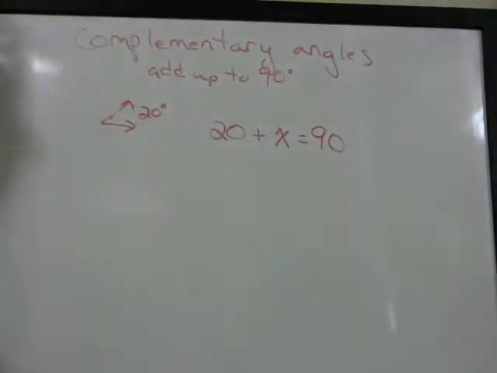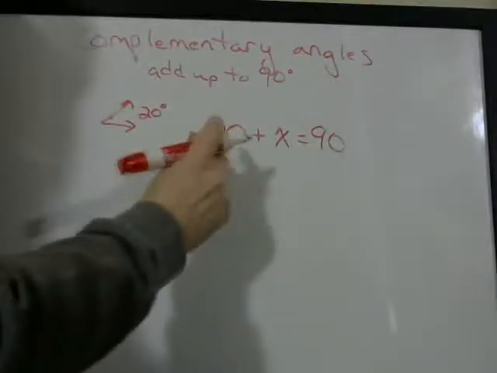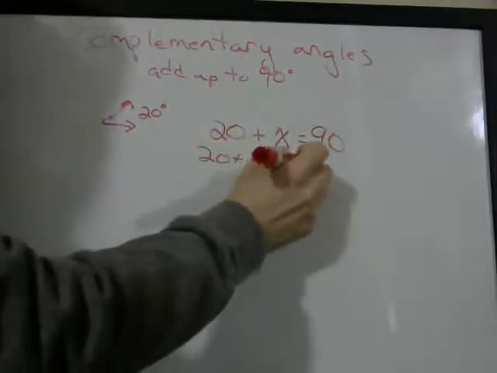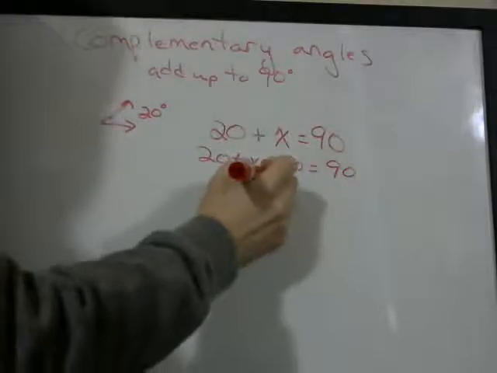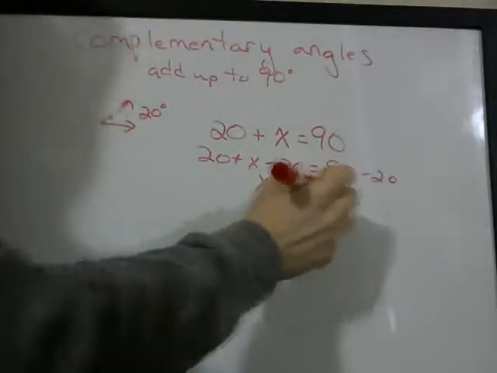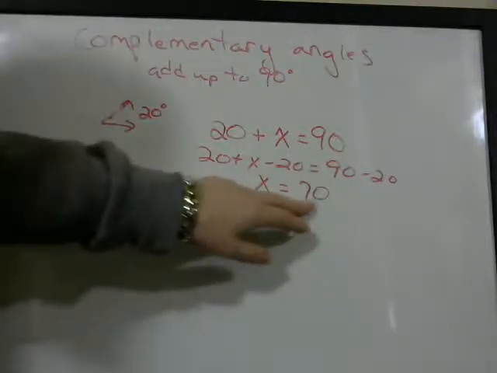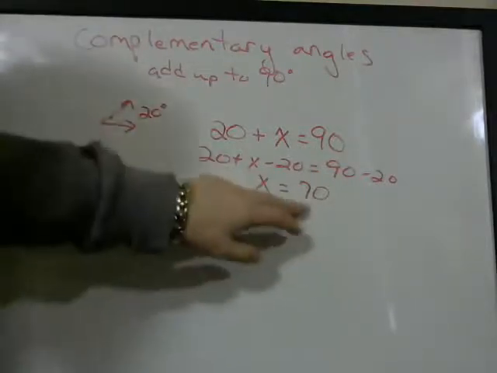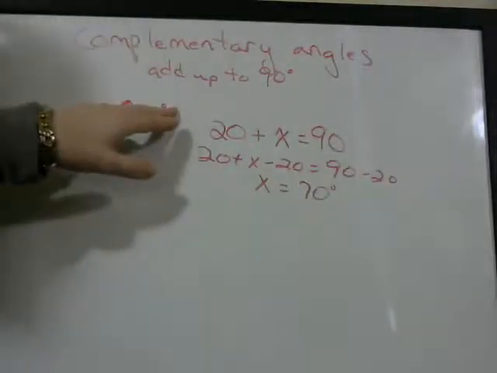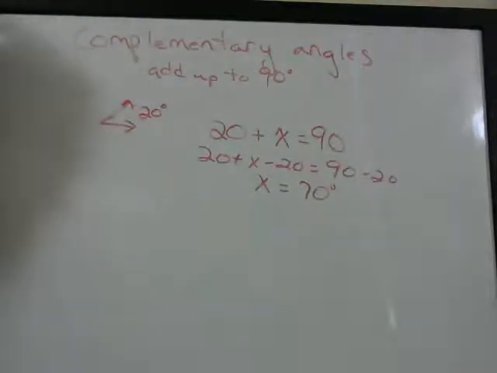Now we have an algebra problem. If you don't know how to solve this, you need to go back and watch the algebra videos. But essentially, we're going to subtract 20 from each side. And we're going to end up with x equals 70. So the complementary angle to 20 is 70 degrees. This little doohickey up here is the degrees symbol. You write angles in degrees. Alright.